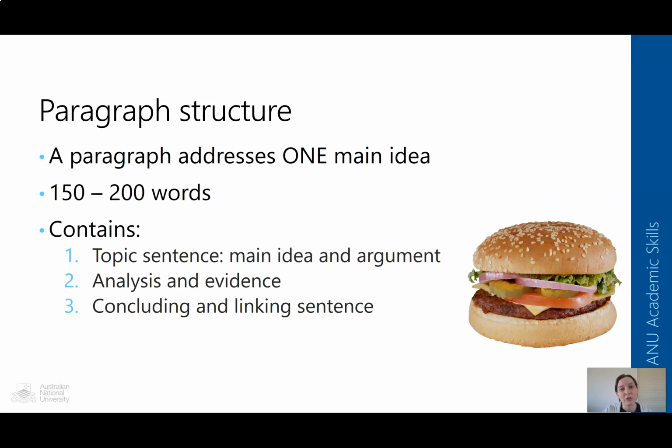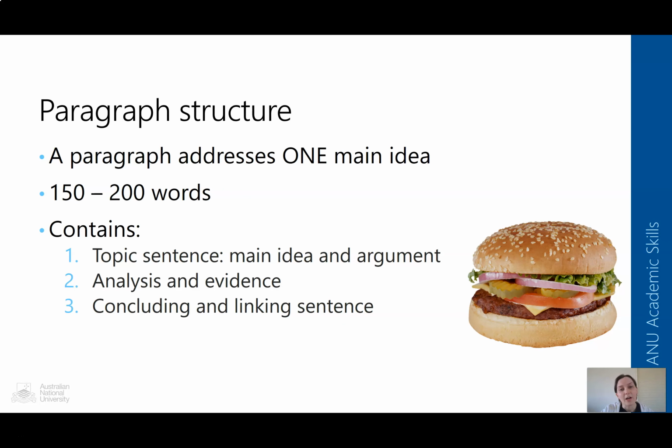A paragraph usually will consist of about 150 to 200 words. If it starts getting too long, about 250 words, 300 words, it can get confusing and hard to read. If it's shorter than around 100 words, it starts to feel a little bit too empty. So aim for that 150 to 200 word ballpark.